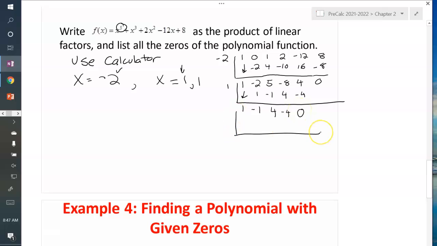And one more of these ones to divide out. 1 times 1 is 1. I get a 0. 0 times 1 is 0. Add, I get a 4. 4 times 1 is 4. And I get a 0. So coming out of my synthetic division, I have x squared plus 4.